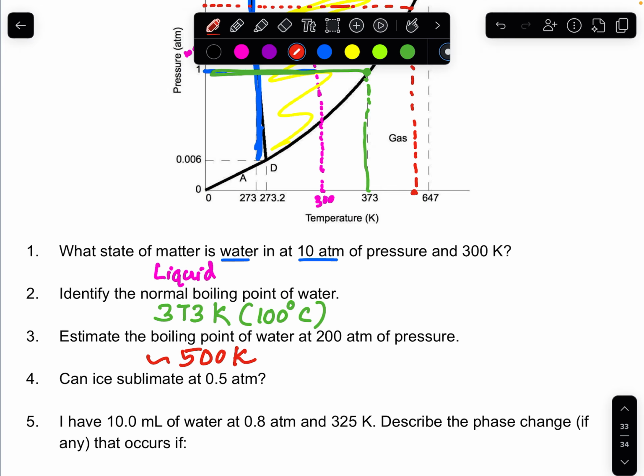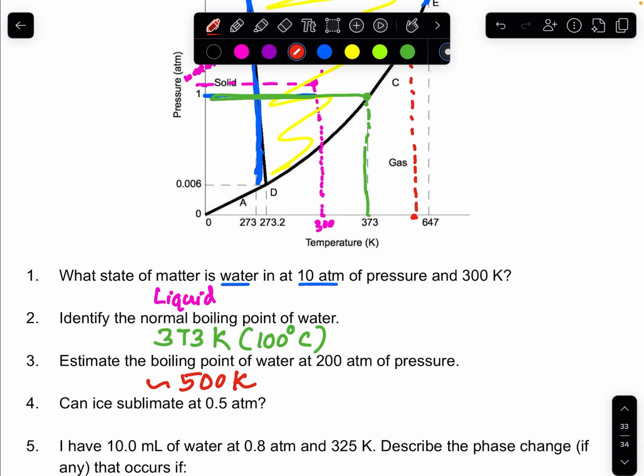Okay, now can I sublimate at 0.5 atm? Let's see. Sublimation is a process of changing from what to what? From a gas into a solid directly. So this is the region where sublimation is happening.